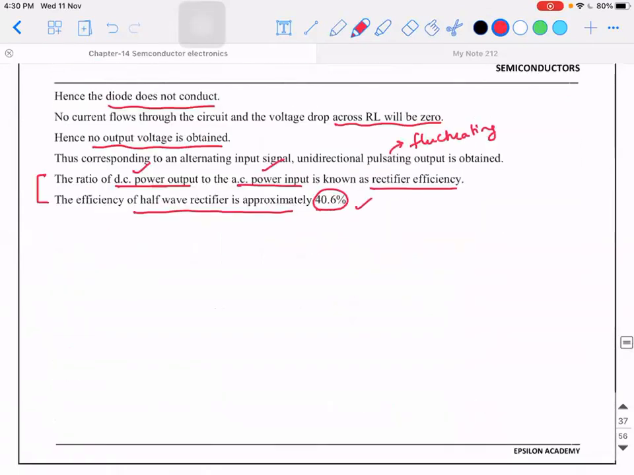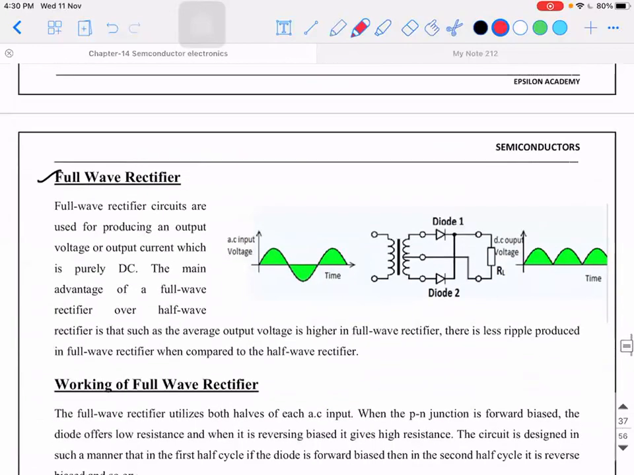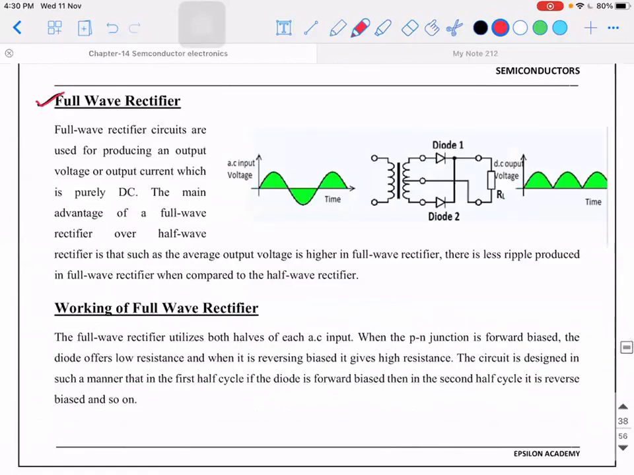So to increase its efficiency, what are we supposed to do? If you are able to rectify the other half also, that is the negative half cycle also, then that kind of a rectifier will have a greater efficiency compared to this. And that device is what is called a full wave rectifier. Can I proceed?